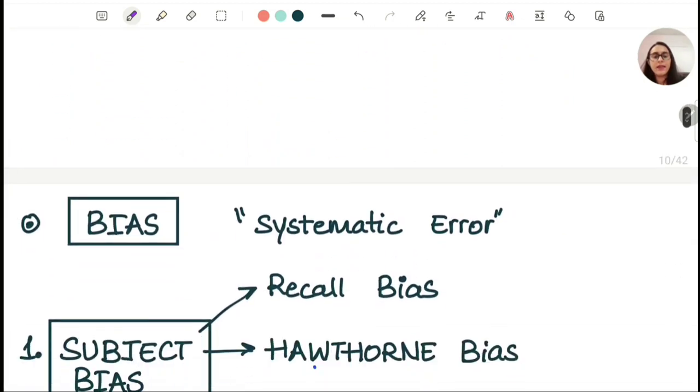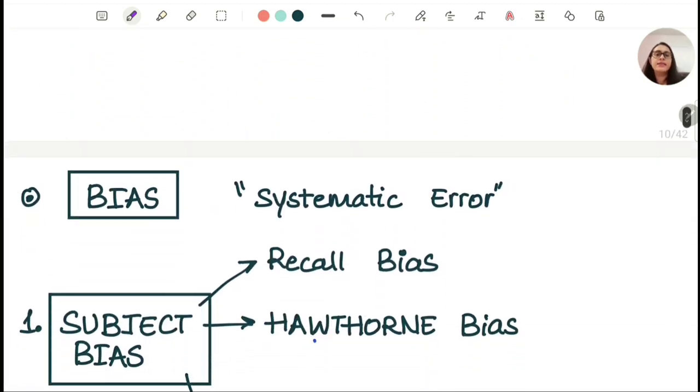Now systematic error is bias. Bias can be a subject bias. If the bias is between the subject, the subject is not able to recall, that will be known as the recall bias. So there are three types of bias: subject bias, interviewer bias and analyzer bias. So subject bias is when the bias is related to a subject.